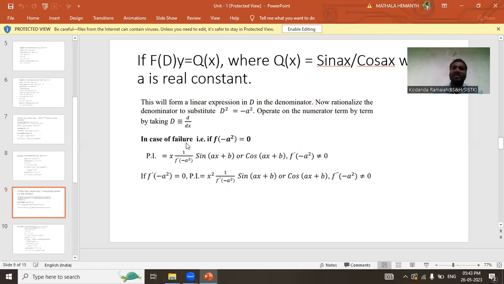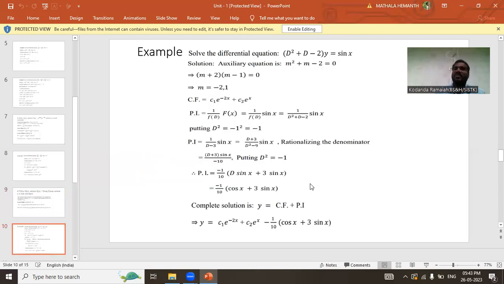In case the denominator term f of minus a square equals 0, at that time we can follow the formula: particular integral equals x into sin ax by 2a, for a trigonometric function of sin ax or cos ax plus b. That means f dash of minus a square equals 0. Again, this process continues until the denominator term is not equal to 0. We can take an example of this one.